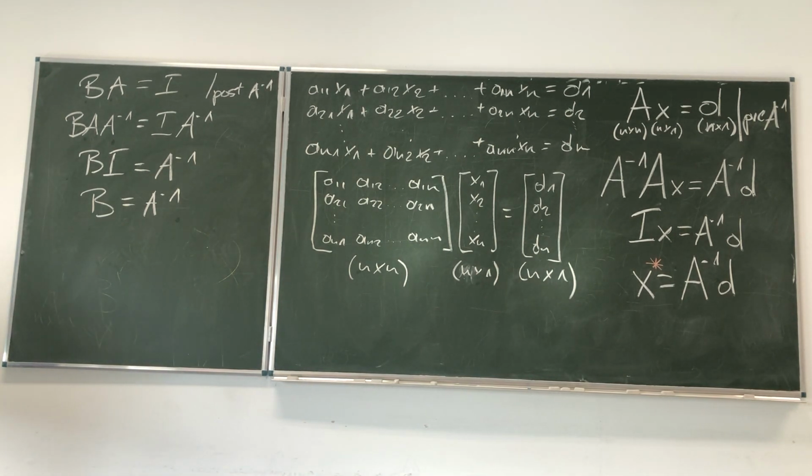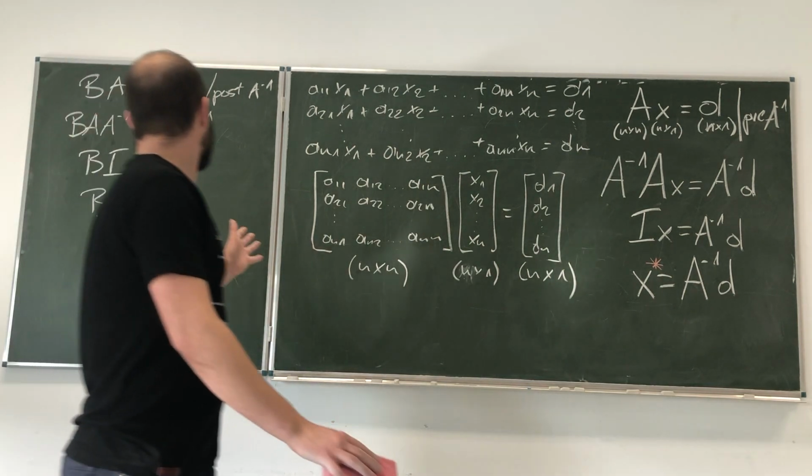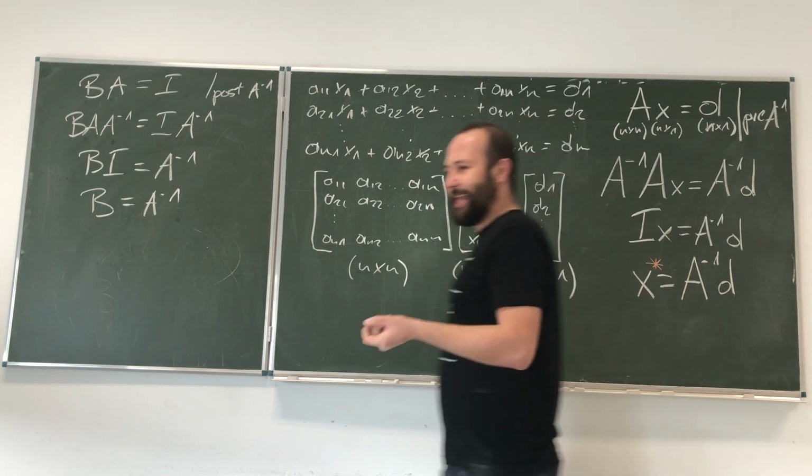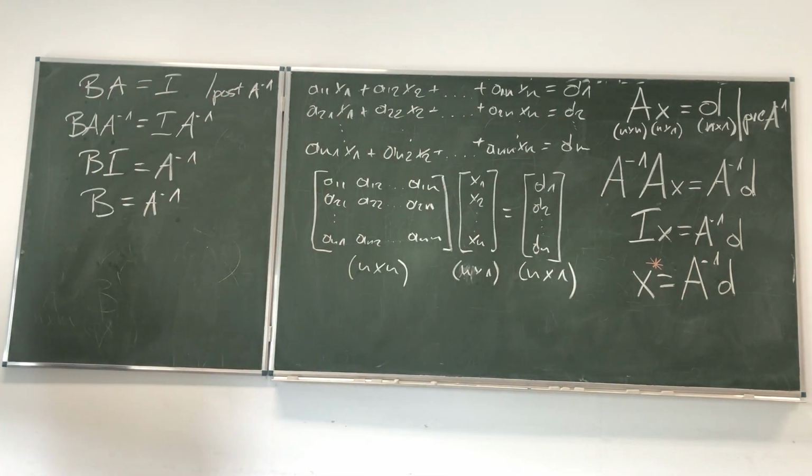Okay, so now we know that if we have inverted matrix A, we will be able to solve any system of simultaneous equations. But we also said that this inverted matrix A does not always exist.